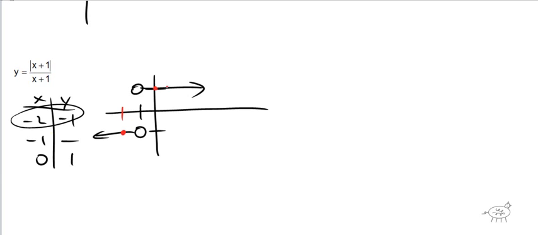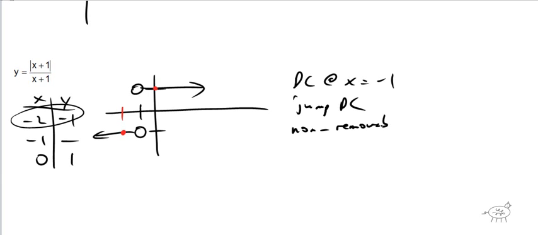So that's my graph. And of course, what type of discontinuity is it? It's a jump discontinuity as well. So we're going to say discontinuous at x equals -1. It's a jump discontinuity, and it is non-removable discontinuity. Okay? Not bad.